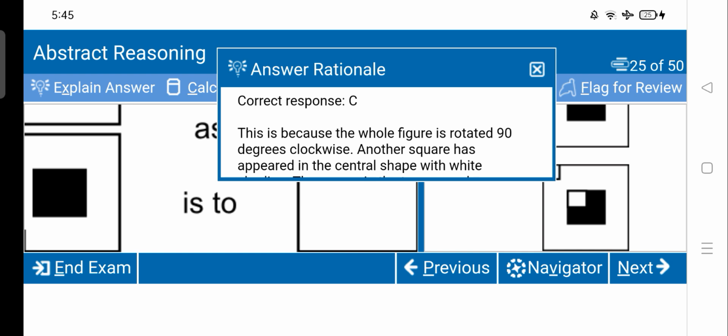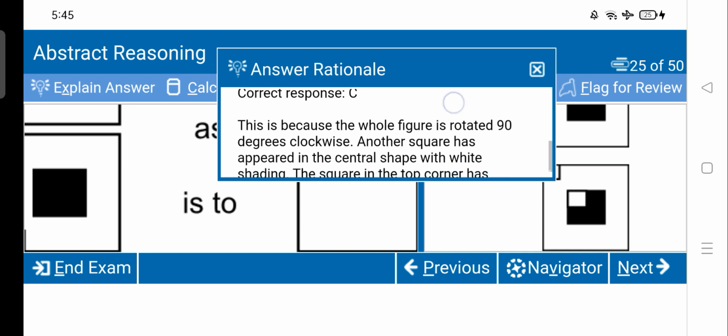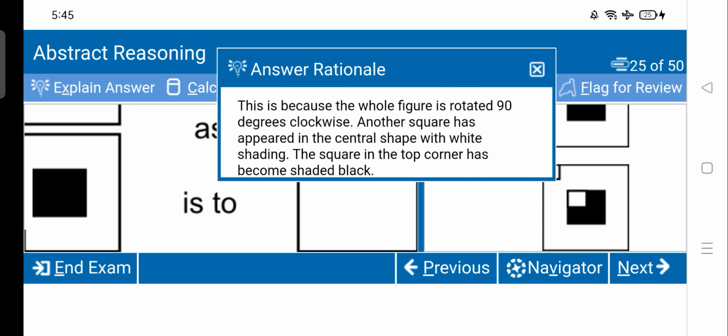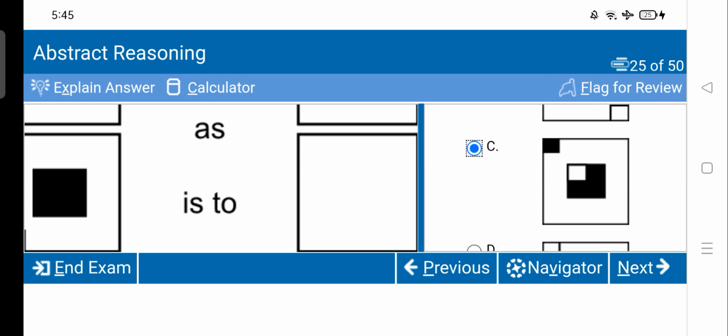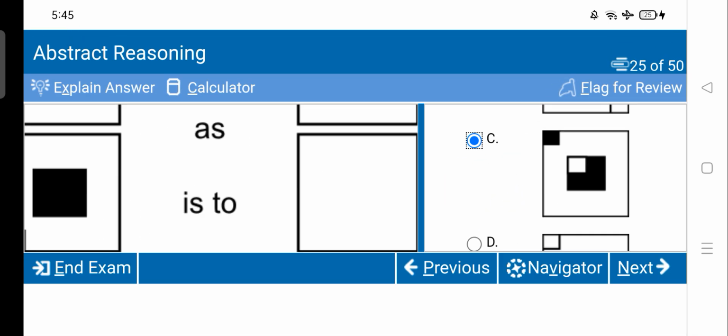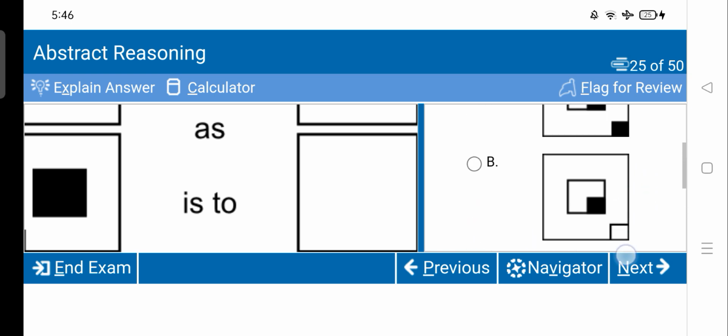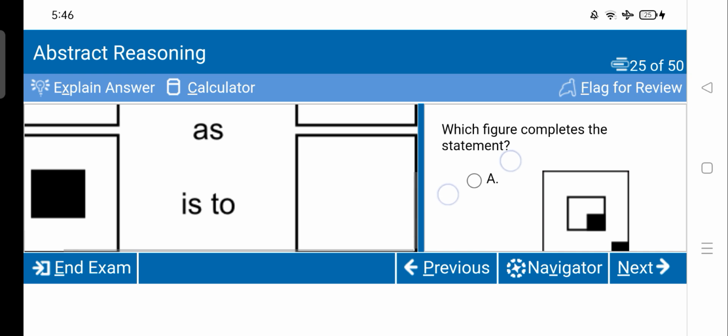This is because the whole figure is rotated 90-degree clockwise. Another square has appeared in the central shape with white shading. The square in the top corner has become shaded black. So the correct response we have is option C. So this is the set of shapes which completes the statement.